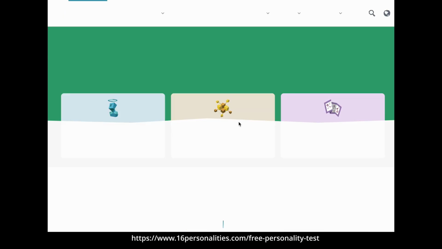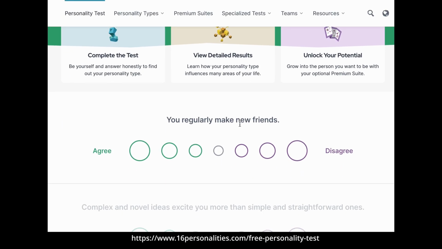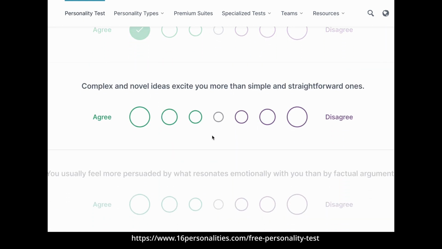Nicholas went to a personality quiz website and answered the questions as if he was this character. And he went through the quiz, and the benefits were really twofold.